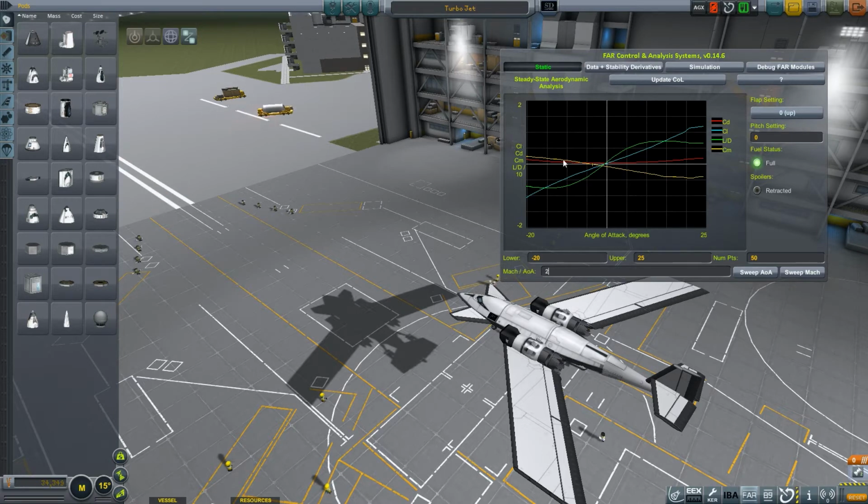The yellow line is, according to the help file, the sum of all the forces that cause your nose to pitch up or down. What that actually means is if this line is below the axis here, your nose is going to want to pitch down from this angle of attack. If it is above this axis, your nose is going to want to pitch up from this angle of attack.